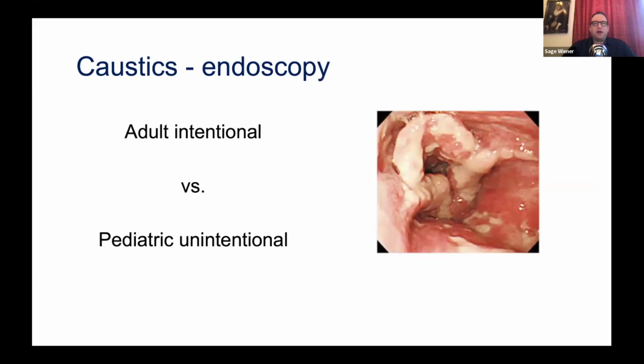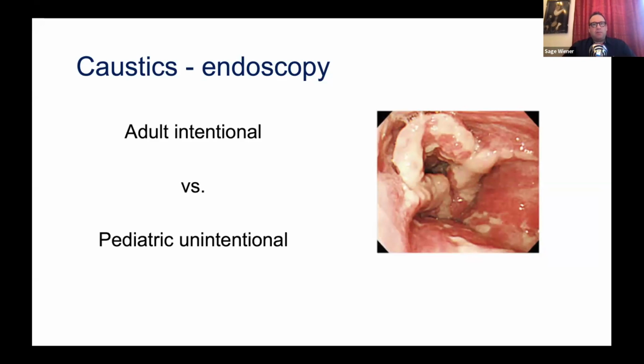So in terms of endoscopy, you have to separate out the adult intentional and pediatric unintentional exposures. Because if somebody intended to try to hurt themselves in taking a caustic, all of those patients get scoped, because they may try to mask their degree of injury, and the exam just is not reliable enough to exclude an injury. So anyone who intentionally ingests a caustic is going to need a GI scope. And we'll talk about why that's important.